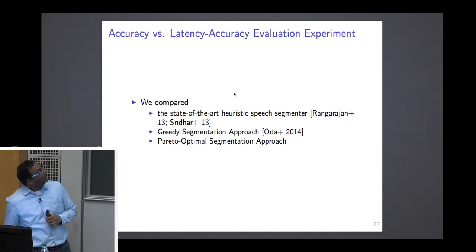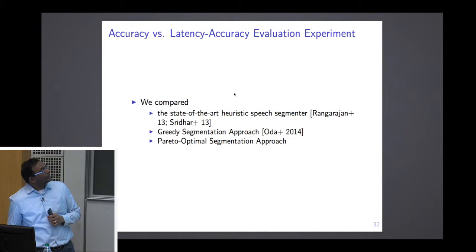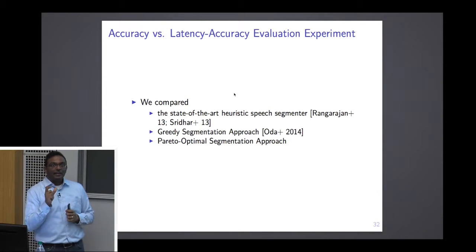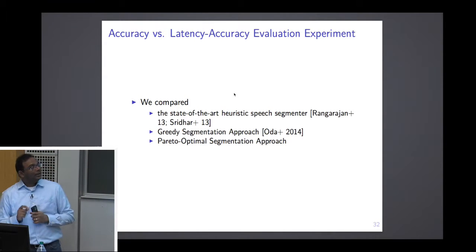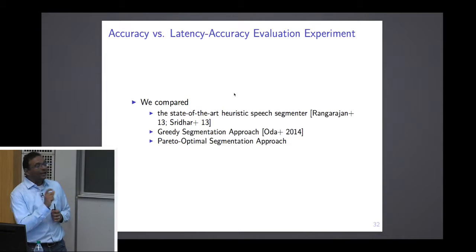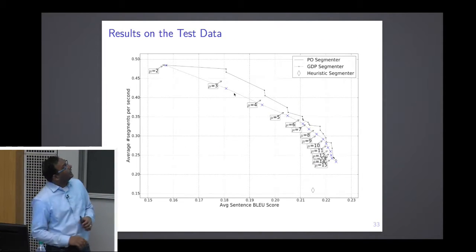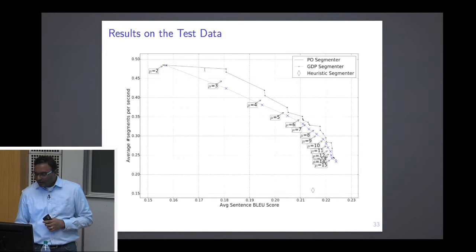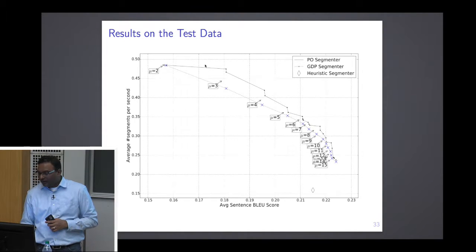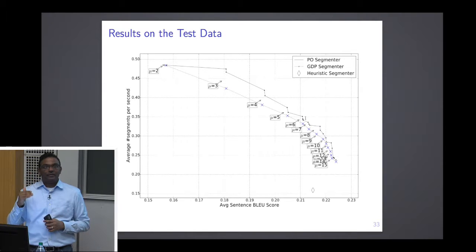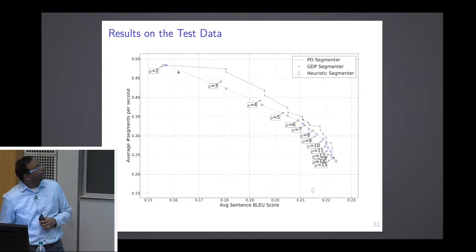And we compared a few different segmenters. There was the state-of-the-art heuristic speech segmenter, which basically predicts commas and then segments in those places. The greedy segmentation approach I showed you, and our Pareto optimal approach. And this is what we see. So you can see that this curve over here is our Pareto optimal segmenter. It's kind of pushing the knee of the curve, right? So this is the greedy segmenter here.